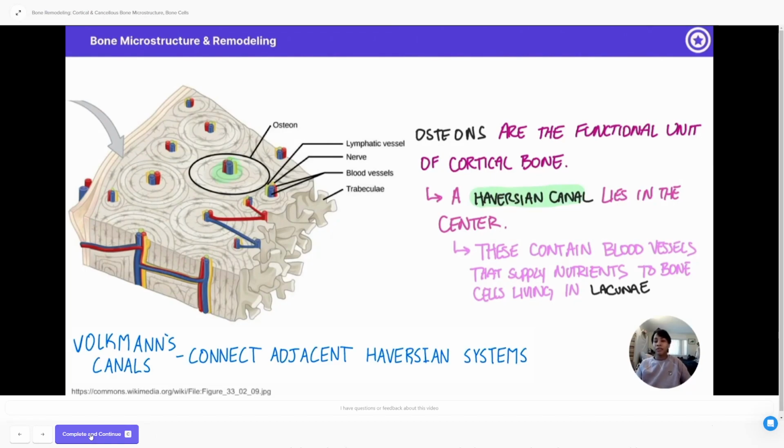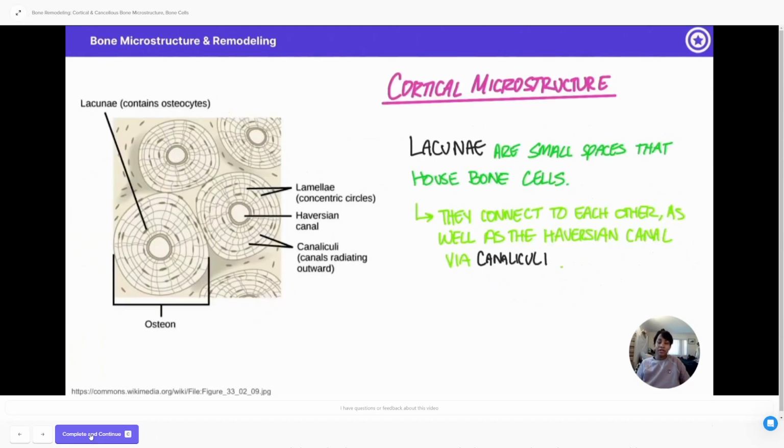Now, who are the blood vessels actually providing for here? Well, we have all of these little gray dots here that you can see. And those represent bone cells that live in these little trenches within the bone called lacunae. And lacunae are just basically little spaces within bone that actually house the bone cells.